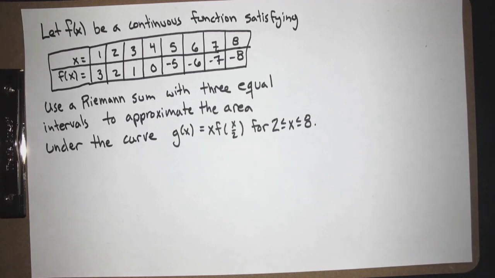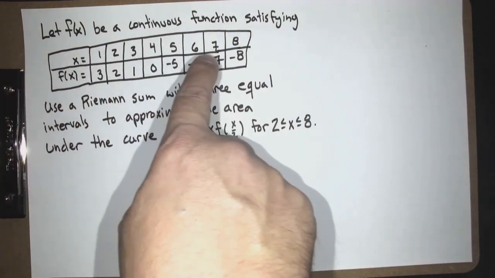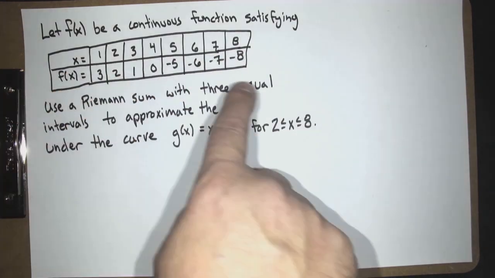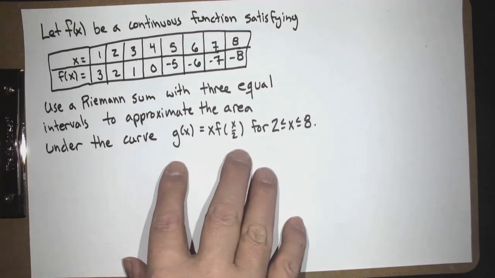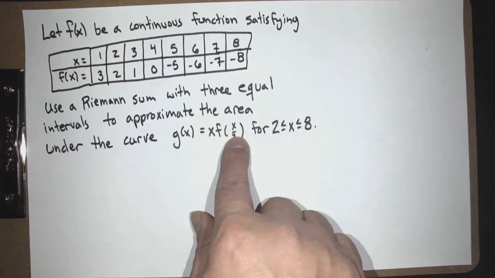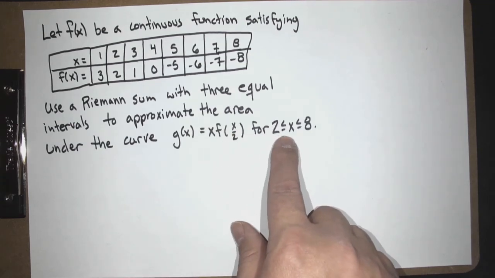Let f of x be a continuous function satisfying, we have some x values, 1, 2, 3, 4, 5, 6, 7, 8, and we have some corresponding f of x values. Now, the only reason they mention it's a continuous function is so that it makes sense to say that there's an area. We really don't care that much about it being continuous. We just need to know what's the value of the function. So the problem, use a Riemann sum with 3 equal intervals to approximate the area under the curve for the function g of x, which is x times f of x over 2, where x goes between 2 and 8.